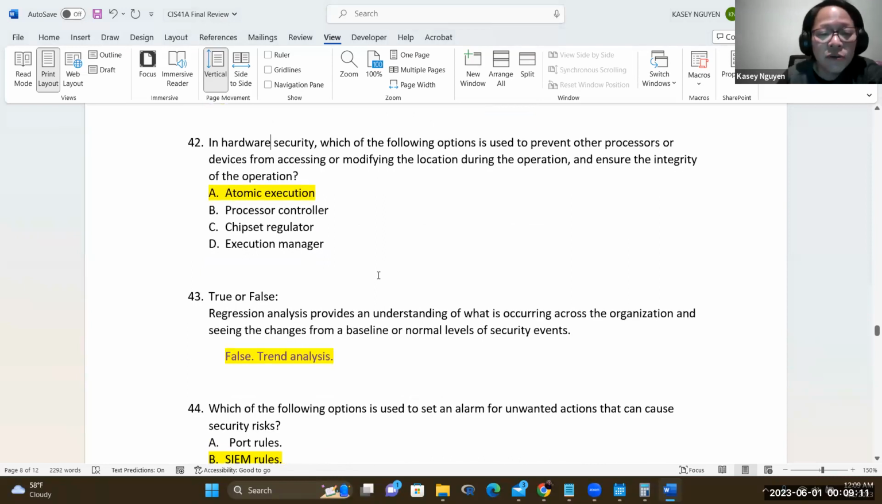43, true or false? Regression analysis provides an understanding of what is occurring across the organization and seeing the changes from the baseline or the normal levels of security events, and that's false. We would perform trend analysis so that we can further understand what's going on across the organization as far as changes to our normal baseline operation, especially when we're dealing with network traffic, system activities and performance, along with user behavior.